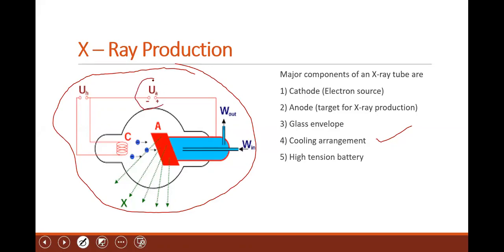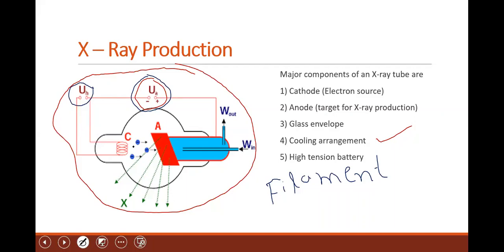Next, the high tension battery. You see, this is the high tension battery. And another battery is there, students. This battery is used to heat the filament, which is nothing but a coil, or the cathode. We call it the cathode also.